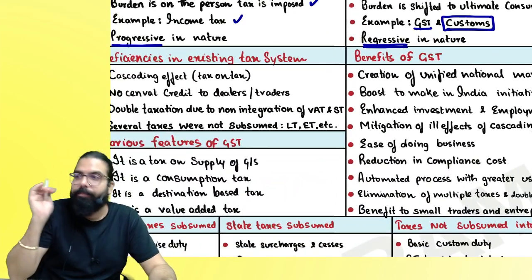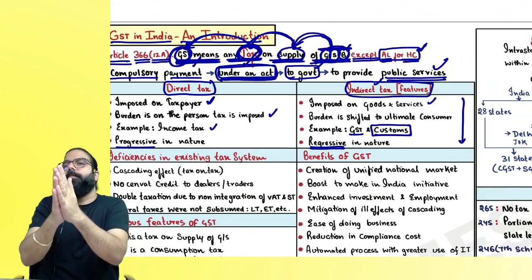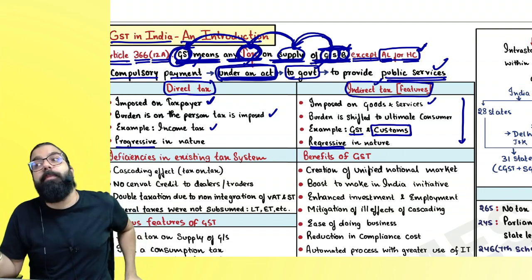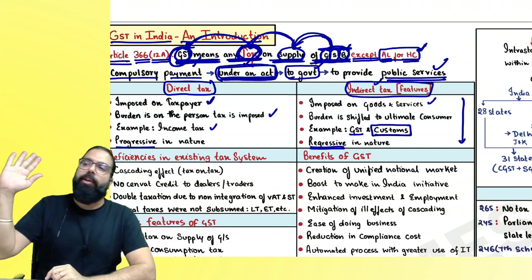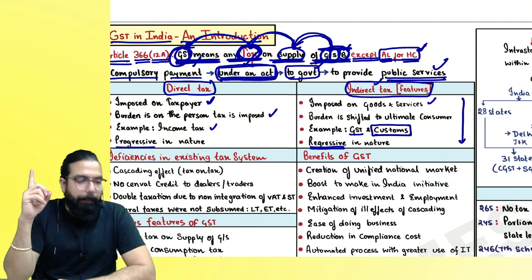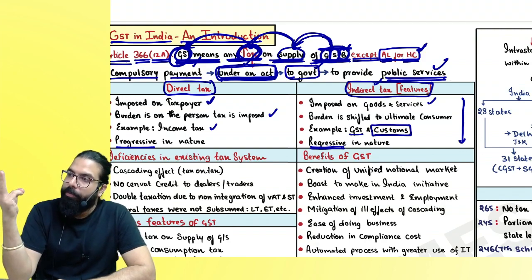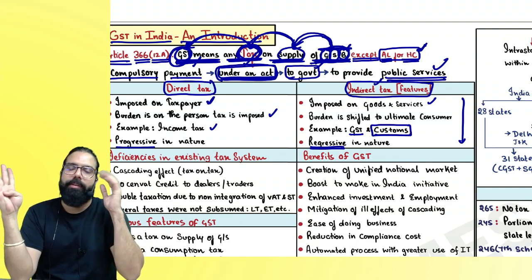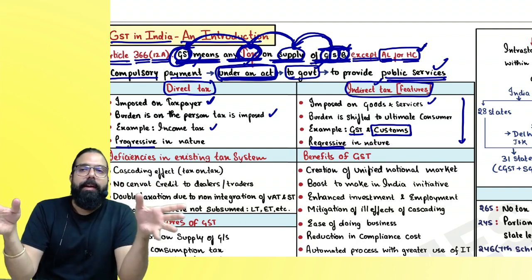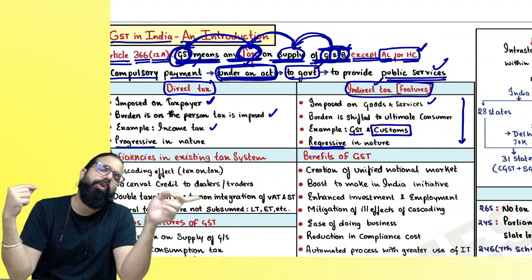Are we all clear till here? Now, people, what did we learn till now? GST means any tax on supply of goods, services, or both, except alcoholic liquor for human consumption. Secondly, we learned what is tax. Tax means compulsory payment which you make under an act to the government to provide various public services. Clear? Third, the difference between direct tax and indirect tax. Direct tax is imposed on the taxpayer. Indirect tax is on goods and services.